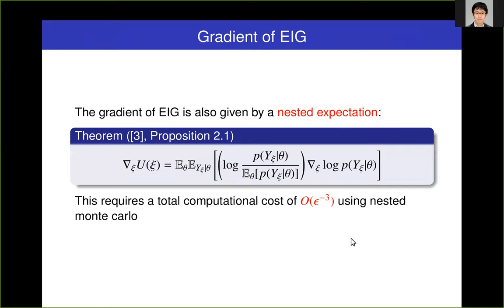Next, I talk about the estimation of the gradient of EIG. Our study shows that the gradient of U, nabla U, can be transformed as this formula. We can see that the gradient of EIG is also given by a nested expectation, same as EIG itself. And again, a nested expectation can be estimated by nested Monte Carlo, and this method requires a total computation cost of order epsilon to the minus 3. Here, our study shows that the gradient of EIG can also be estimated using MLMC.